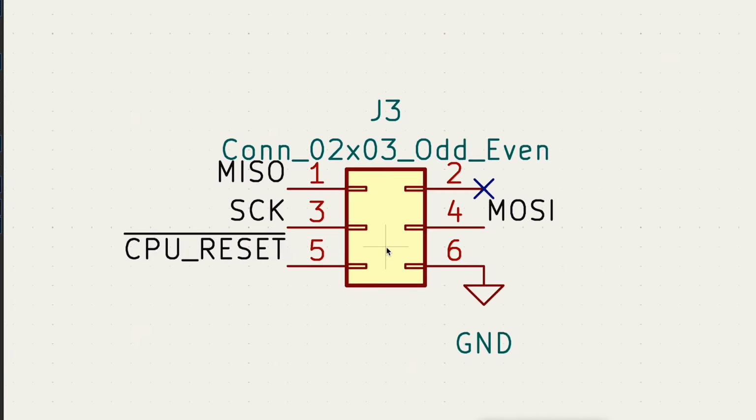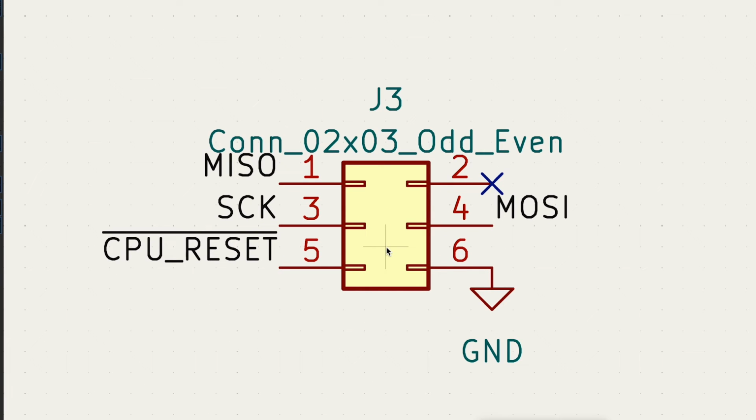And then the other thing is just the ICSP header, which is SPI and reset, and power and ground. I did not connect power, and I regretted it because it meant I couldn't use my PICkit 5 programmer because it wants to see that there's power there, though it doesn't supply power. It wants to see that the circuit is powered.